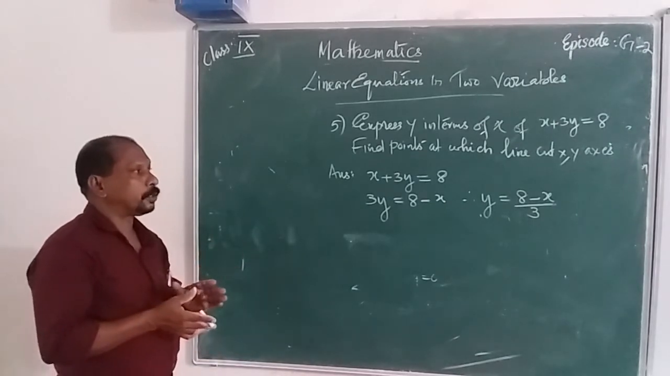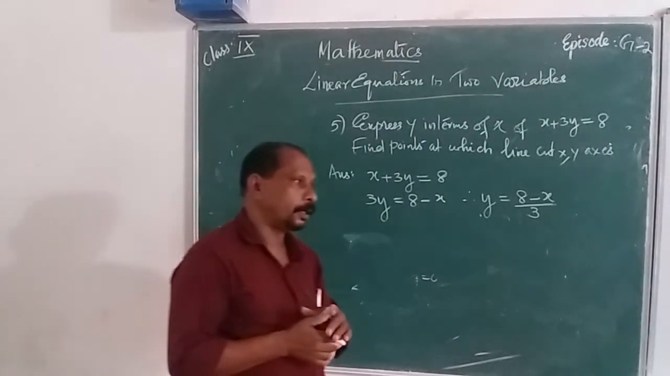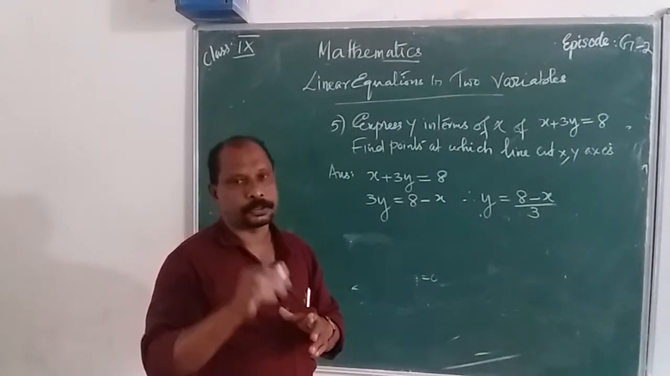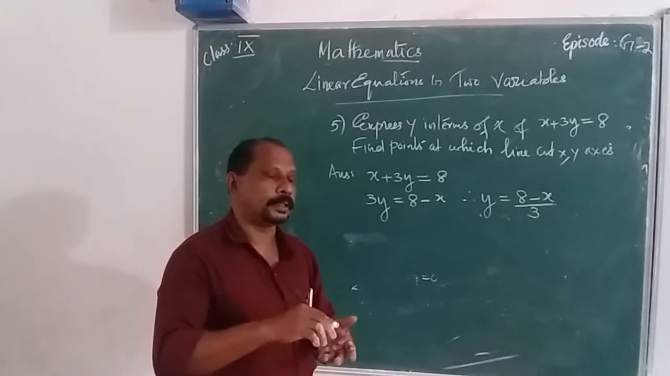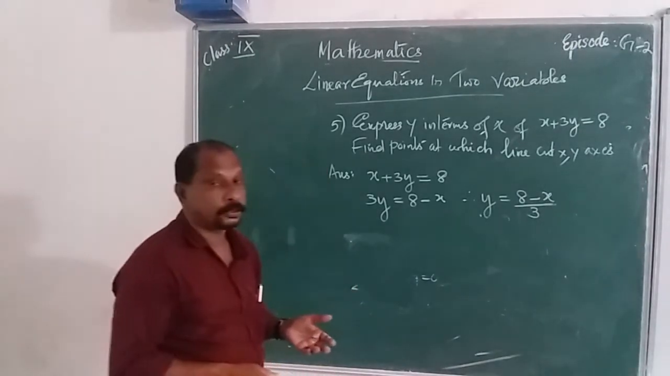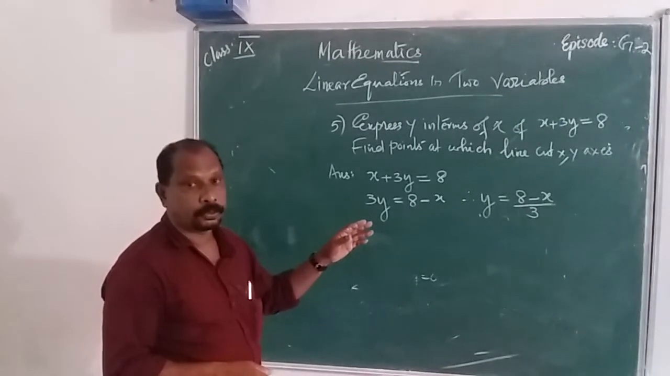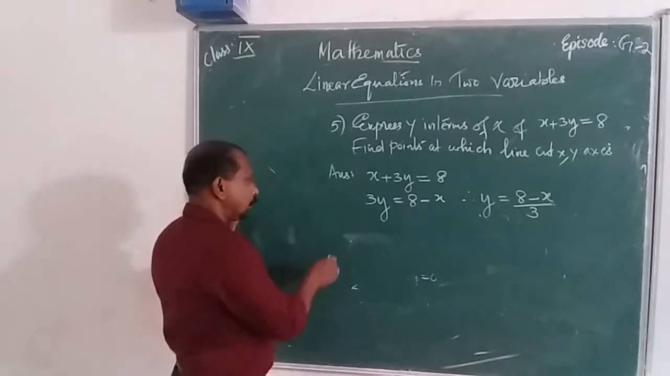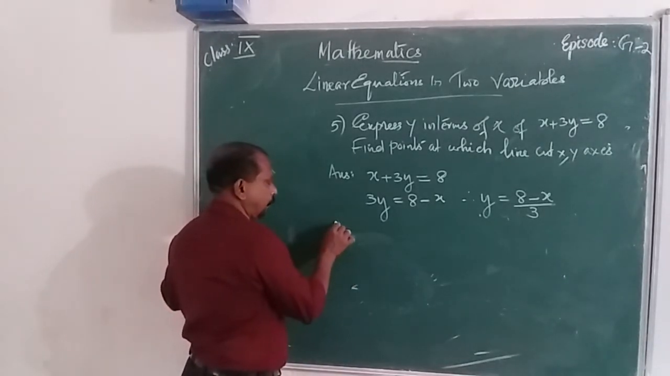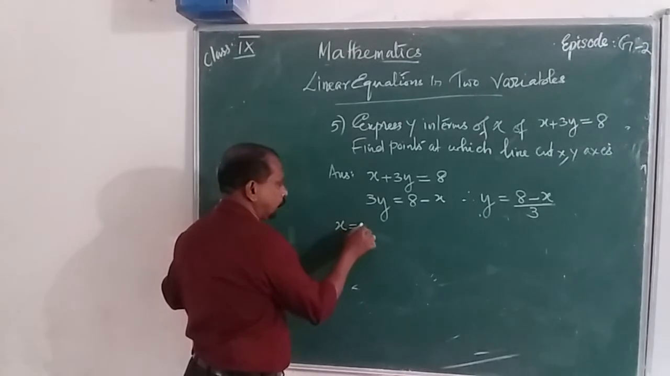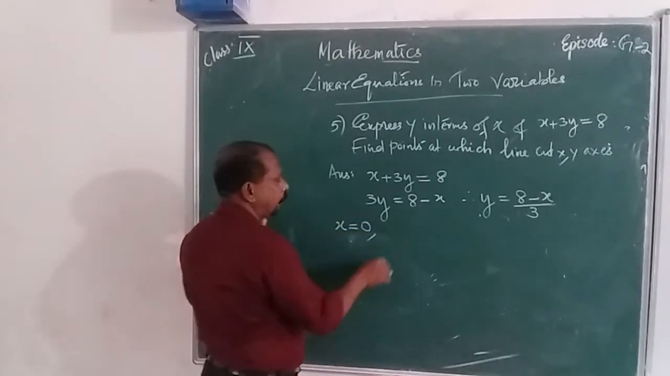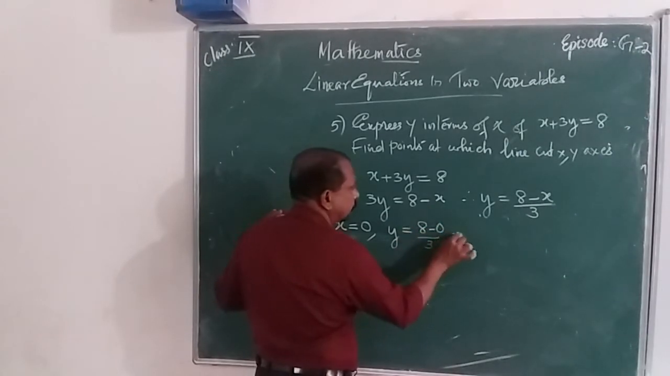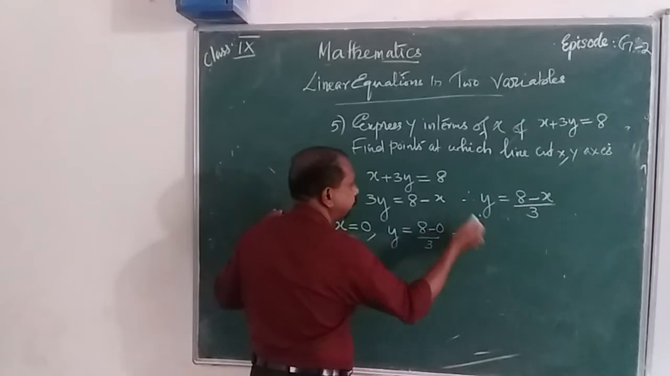Find the points at which the line cuts the x-axis and y-axis. We know that for any point on the x-axis, the y coordinate is 0. For any point on the y-axis, the x coordinate is 0. Put x equal to 0, we get the y coordinate of the point on the y-axis. Y is equal to 0 for the x-axis. Therefore, x is equal to 0. Y is equal to 8 minus 0 by 3, which is equal to 8 by 3.